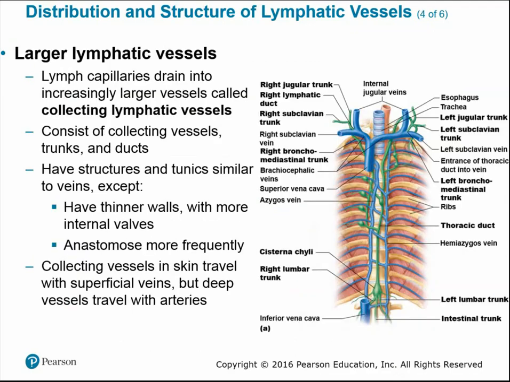So the larger lymphatic vessels are where these lymphatic capillaries eventually drain into, these collecting vessels. So we have collecting vessels, trunks, and ducts. Structurally, they are similar to veins, meaning that they have thin walls and they converge more frequently. And again, they travel alongside the venous system and the veins.